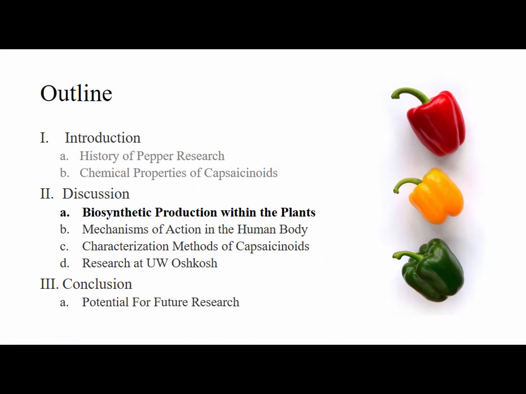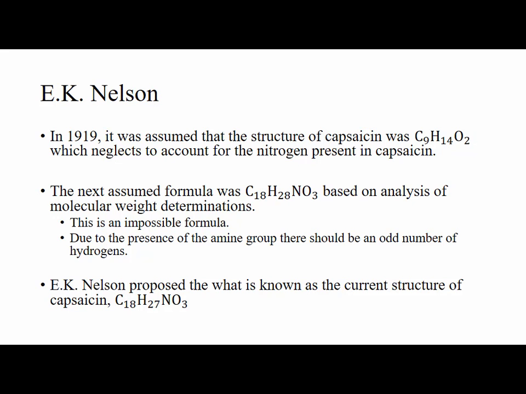All right, so moving into my discussion, I'm going to first talk about the biosynthetic production within the plants themselves. In 1919, it was assumed that the formula of capsaicin was C9H14O2. But as mentioned before, there are amine groups present, so this neglects the nitrogen presence altogether. The next assumed formula was C18H28NO3, and this was based on the analysis of molecular weight determinations. However, this is an impossible formula.